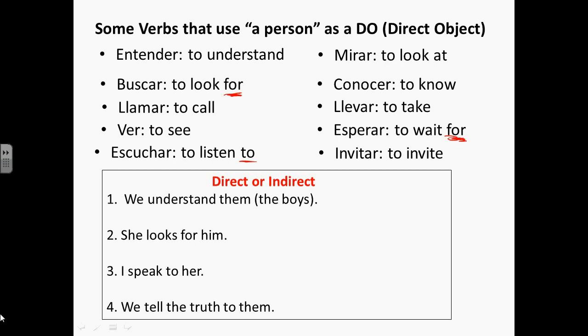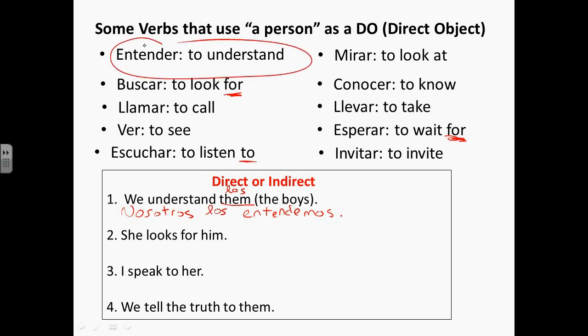So this is: we understand them, the boys. In this situation, we would say nosotros, and let's leave a blank for them. We'll figure out if them is direct or indirect. Nosotros, and then you can conjugate: entendemos. And then them would actually be the direct, so it would be los. You're reading it, it says, we understand. Whom do we understand? Them. It's not saying to whom or for whom. It's saying whom do we understand? Them. So it's direct. Nosotros los entendemos.